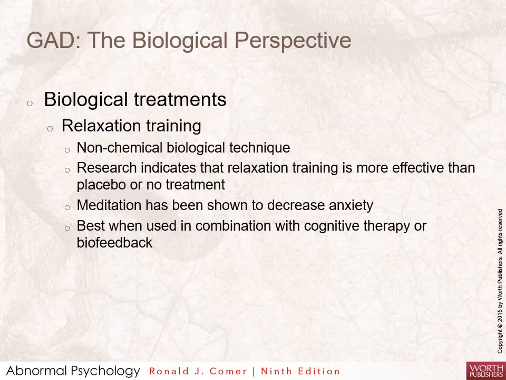Other kinds of biological treatments include relaxation training, meditation, yoga, and progressive muscle relaxation, where you tense each muscle group of your body and then relax, and then you couple that with deep breathing exercises. These are best used when combined with cognitive therapy or biofeedback. Biofeedback is basically when you're hooked up to a machine that monitors your heart rate and your blood pressure, and it beeps when your heart rate goes above a certain level. It starts beeping, so it lets you know you need to relax.